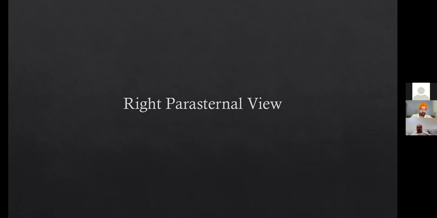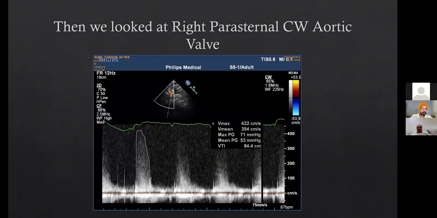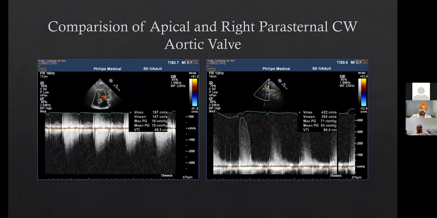Best is to try right parasternal in every patient, because if you don't practice it, when you need it, you will not get it. So this is what we got in the same patient where the mean PG was 51, and this is what right parasternal views. So follow a protocolized aortic stenosis. Now, these are the two comparisons of apical and right parasternal. In apical view, your maximum PG was 16, and here the max PG was 71 with a mean PG of 31.